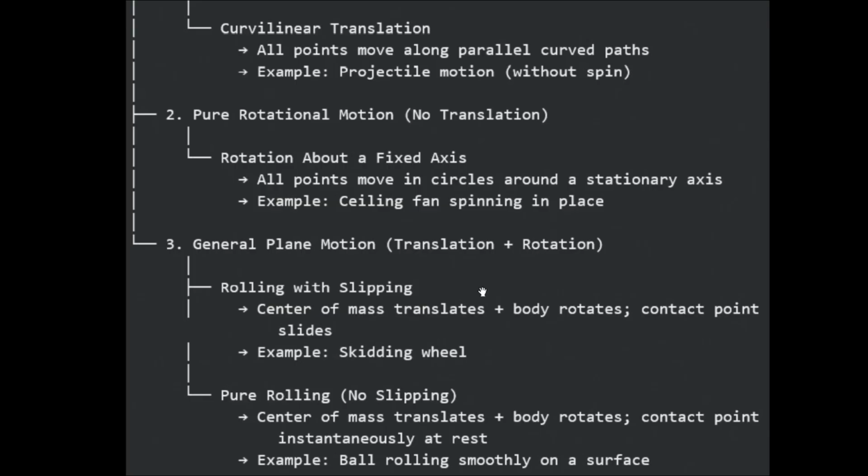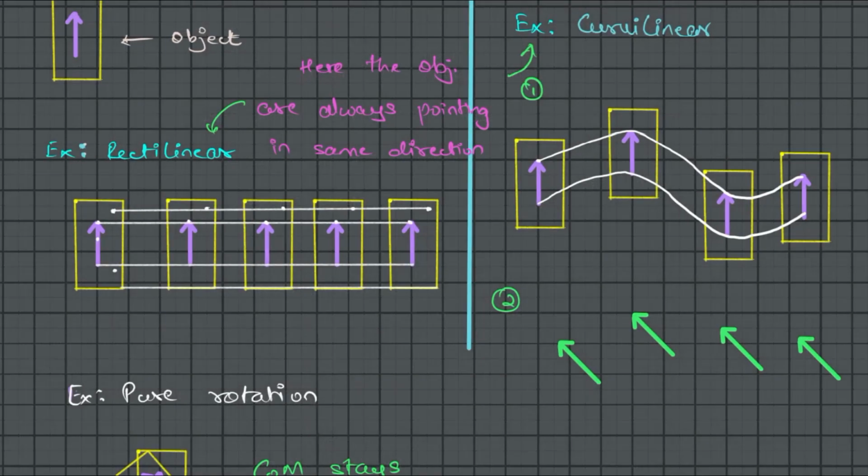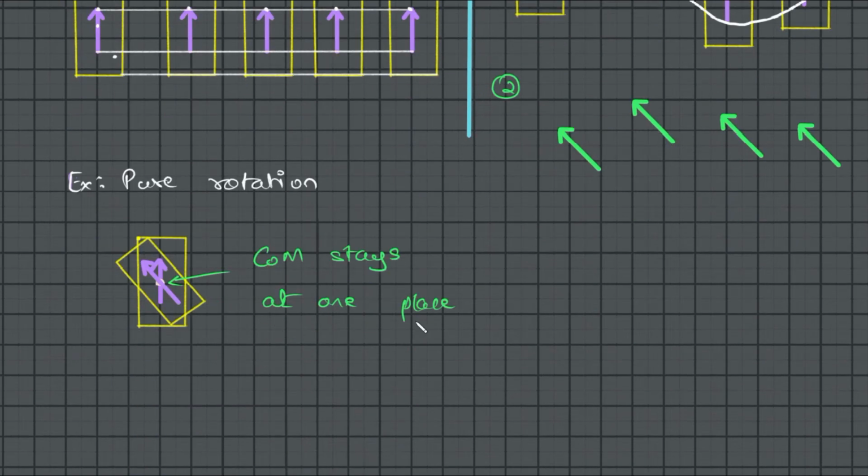I have to explain to you guys rolling with slipping and pure rolling, right? And yeah, guys, for this example, I took the center of mass staying at one place. It need not be the center of mass only. It can be a fixed axis. The axis stays at one place. So I should make it clear. That time it was convenient to tell because I had already drawn it. The axis stays at the same place.